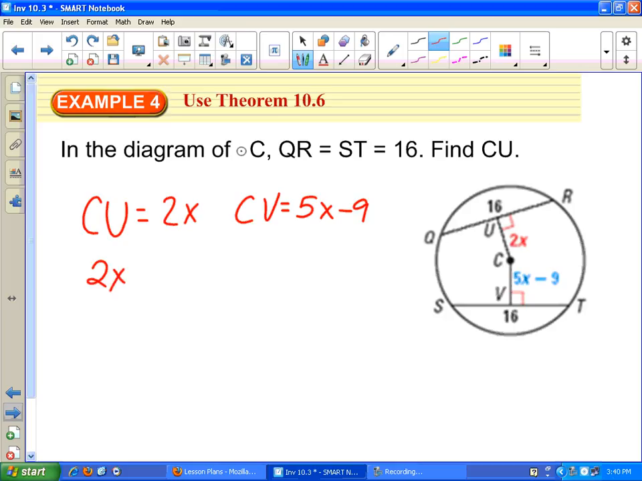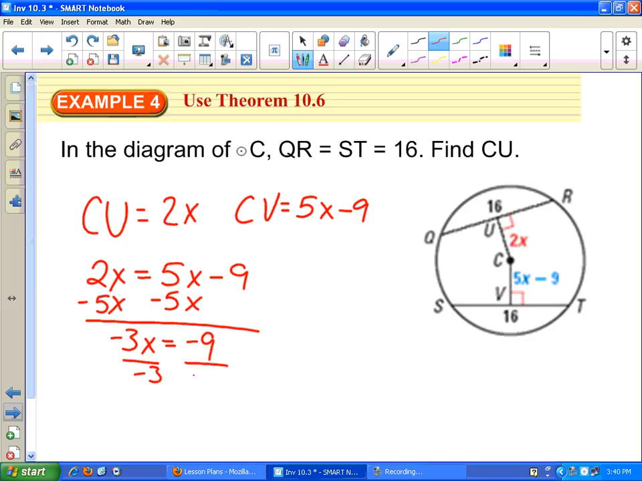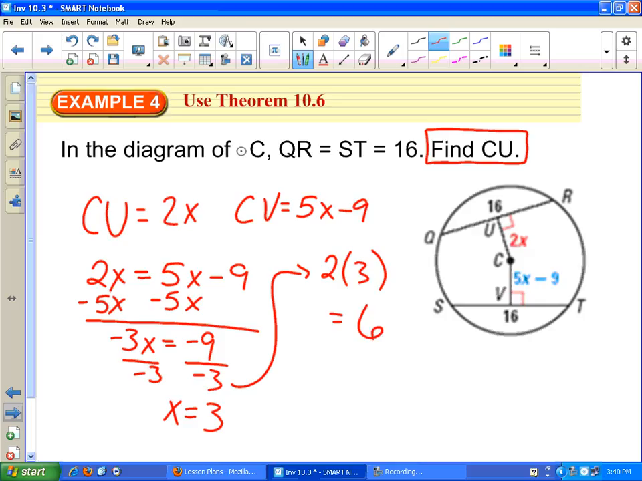So we have 2x equals 5x minus 9. Subtract 5x. Negative 3x equals negative 9. Divide by negative 3. x equals 3. But hold on a second. We're told find CU. So we've got to plug back in. So we know that 2 times 3 equals 6. So CU equals 6.